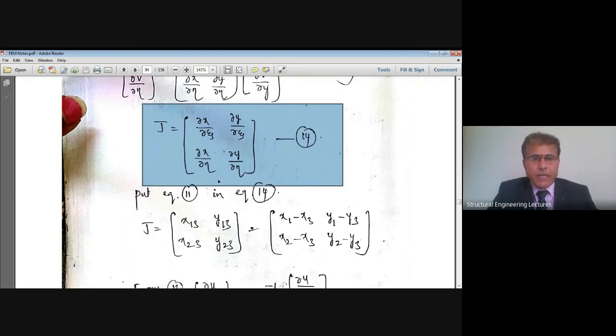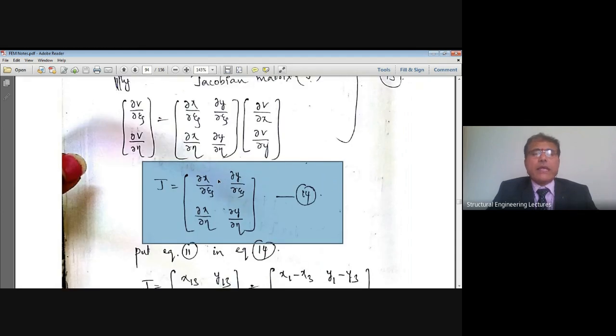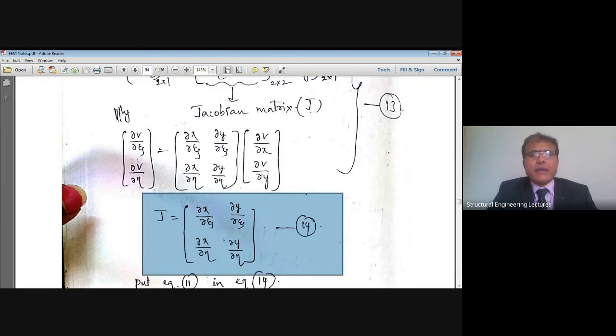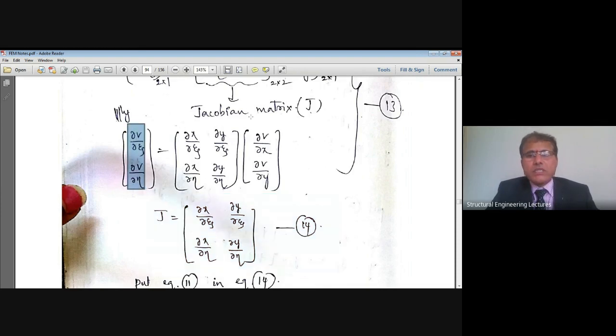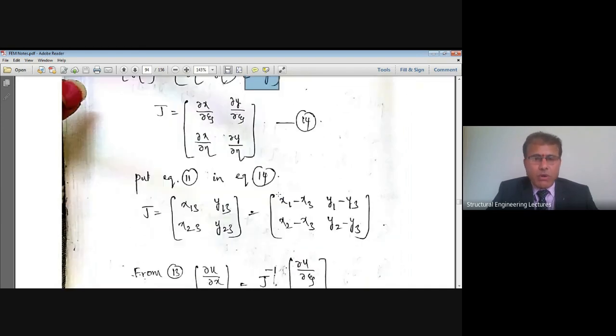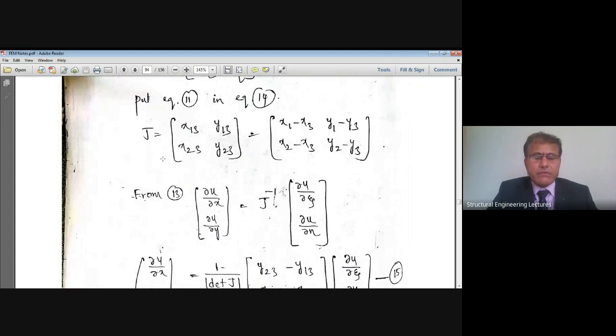Then next, what is the use of the Jacobian, students? What is the use? This Jacobian matrix will transform the strain terms from local coordinate system to global coordinate system, right? That is the use of the Jacobian matrix. That is a utility, that the Jacobian matrix will be used to transform the strain terms from local coordinate system to global coordinate system. This is an important function, right?